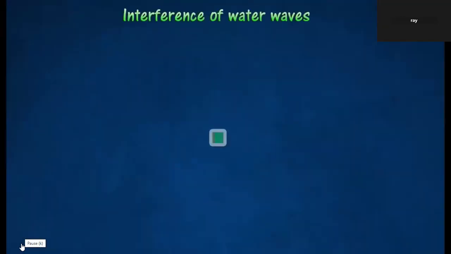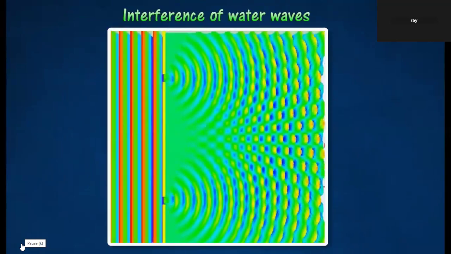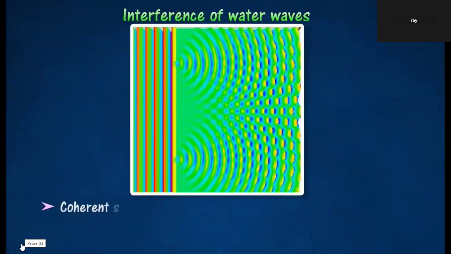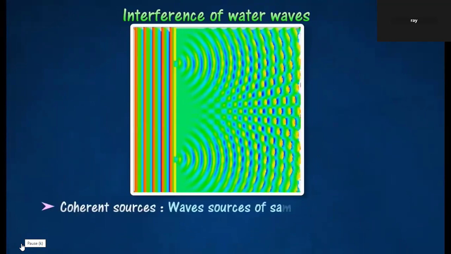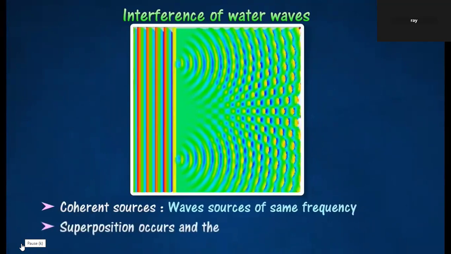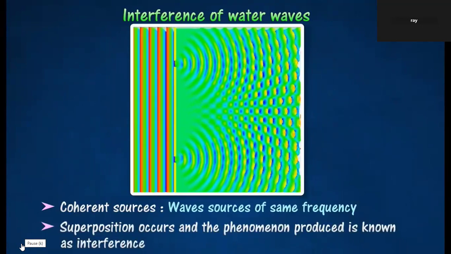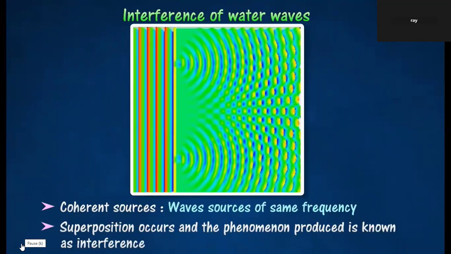When water in a ripple tank is disturbed by two coherent sources, the uniform pattern of ripples can be observed as shown in the diagram. The sources of waves are coherent, which maintain a constant phase difference and the same frequency. Such a pattern of ripples is produced when water waves approaching each other meet and overlap. The waves are said to be undergoing superposition, and the phenomenon produced is known as interference.